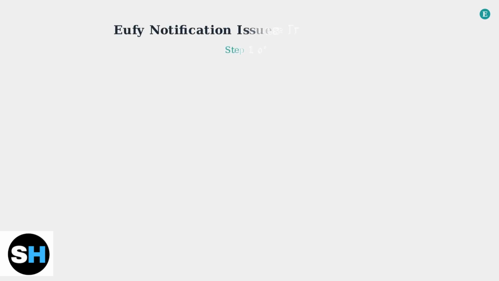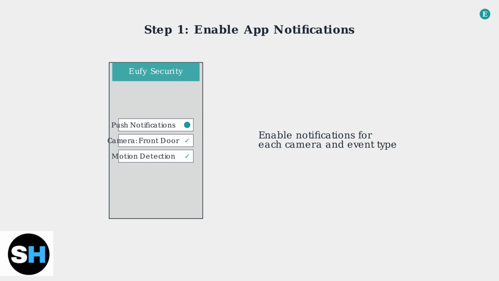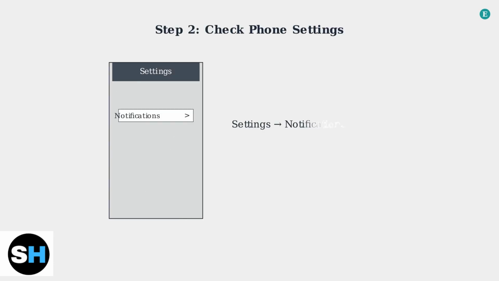If your Eufy security camera notifications aren't working, let's fix them with these essential initial checks. First, ensure push notifications are enabled within the Eufy security app for your specific camera and desired events like motion detection or doorbell presses. Next, verify that your phone's operating system allows notifications from the Eufy security app.